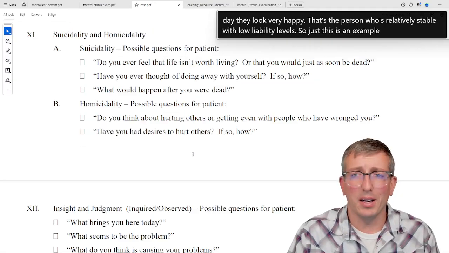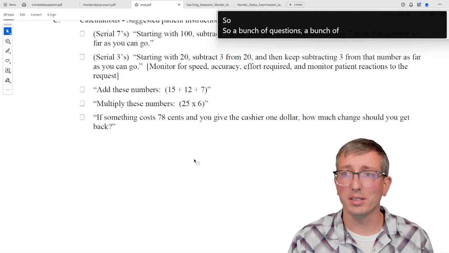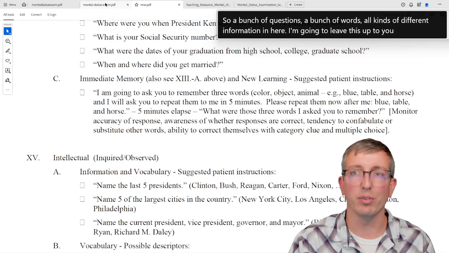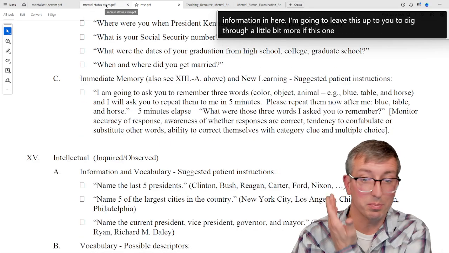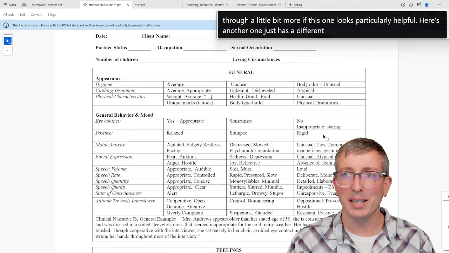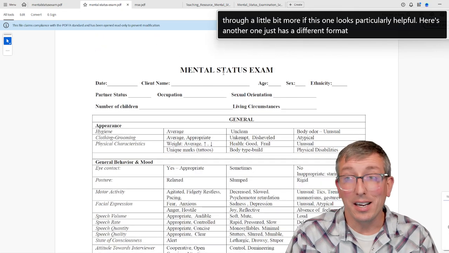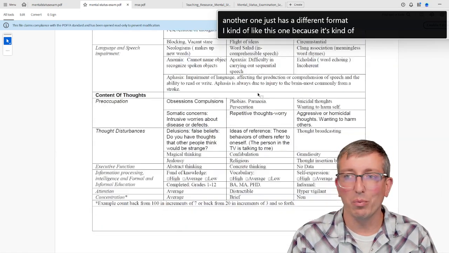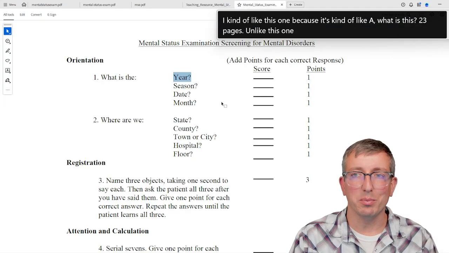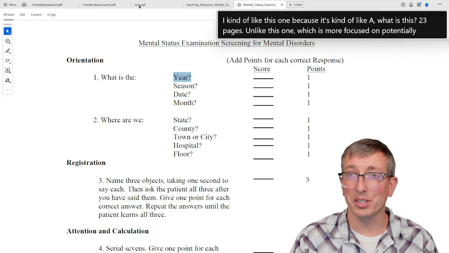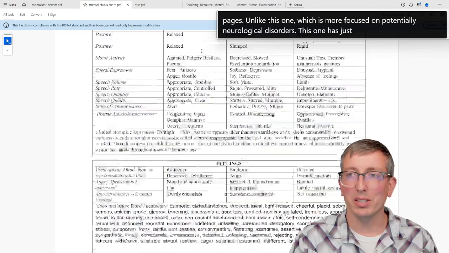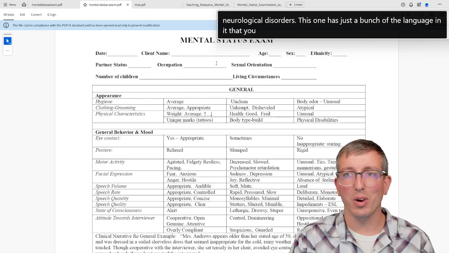So a bunch of questions, a bunch of words, all kinds of different information in here. I'm going to leave this up to you to dig through a little bit more. If this one looks particularly helpful, here's another one, just as a different format. I kind of like this one because it's like two to three pages. Unlike this one, which is more focused on potentially neurological disorders, this one has just a bunch of the language in it that you could just walk through and circle.